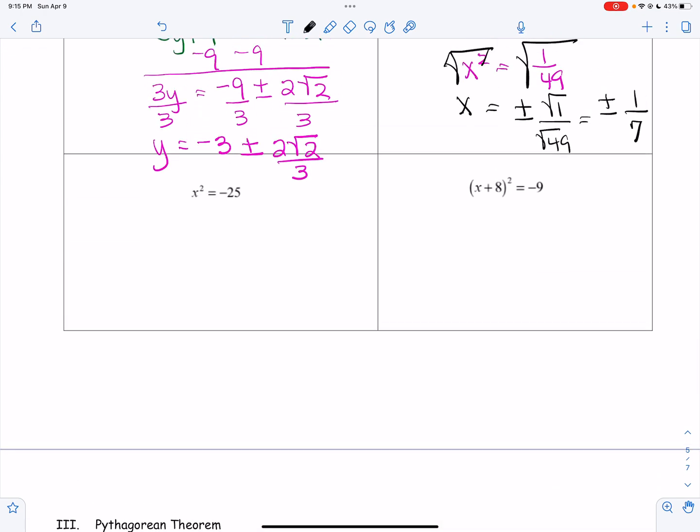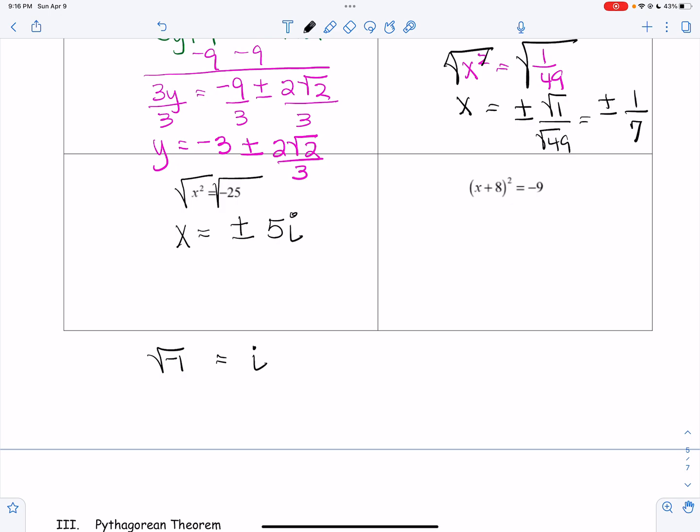Now, the last two are special cases because we're going to have an imaginary number. Remember, when we take the square root of a negative, now we have something to put in there. Just recall from 15.8 and 15.9, the square root of negative 1 is i. So we're going to take the square root of both of these, and x equals plus or minus 5i, because the square root of 25 is 5, and the square root of negative 1 is i.